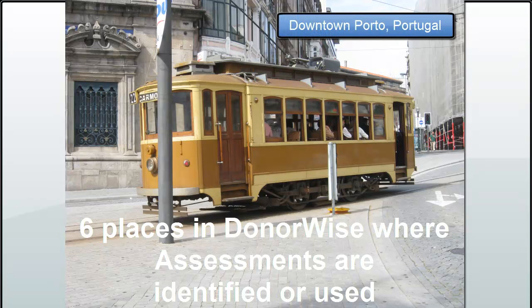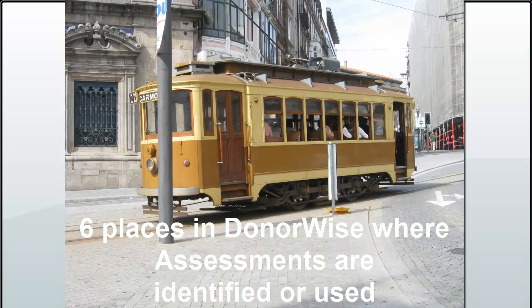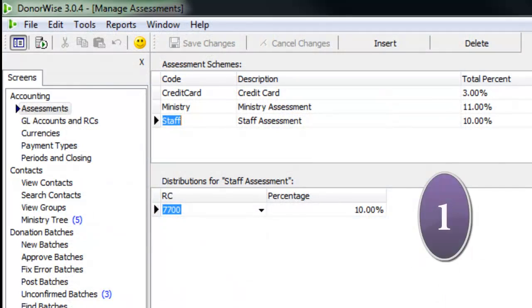There are 6 places where assessments are identified or used in DonorWise, and I want to show those to you right now. The first place where we see assessments is in the assessment screen in the accounting area, and this is where the assessment schemes are identified. In this example, we have 3 different assessment schemes.